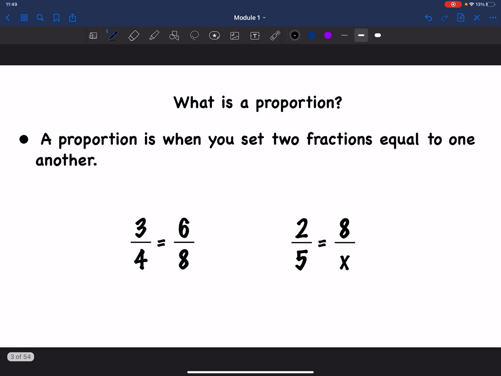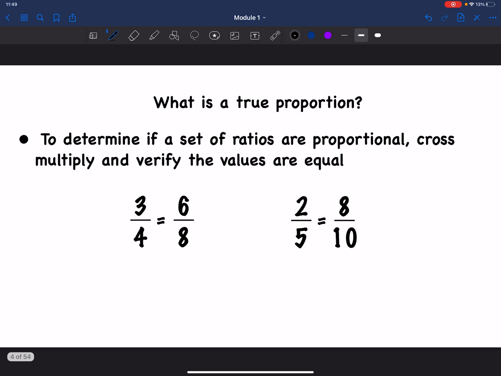Today we're going to be focusing on proportions. A proportion is when you set two fractions equal to one another, like 3 over 4 is equal to 6 over 8, or 2 over 5 is equal to 8 over x. What is a true proportion? To determine if a set of ratios are proportional, we're going to cross multiply to verify the values are equal.